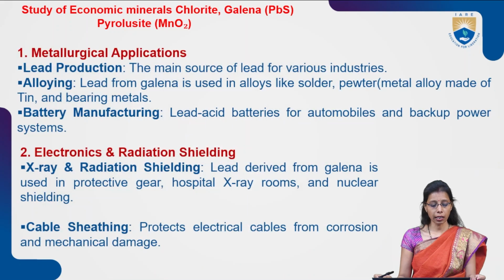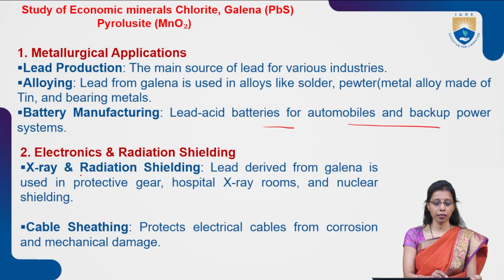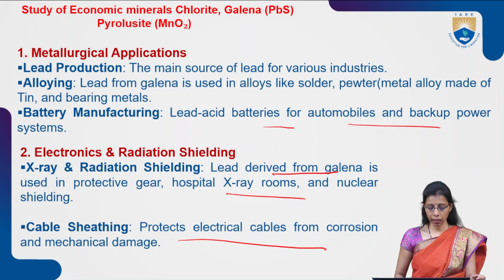Metallurgical applications: lead production, the main source of lead for various industries. As alloying, lead from galena is used in alloys like solder, pewter, a metal alloy made of tin, and bearing metals. Battery manufacturing: lead-acid batteries for automobiles, backup power systems and electronics. Radiation shielding: lead derived from galena is used in protective gear, hospital X-ray rooms and nuclear shielding. Cable sheathing protects electrical cables from corrosion and mechanical damage.